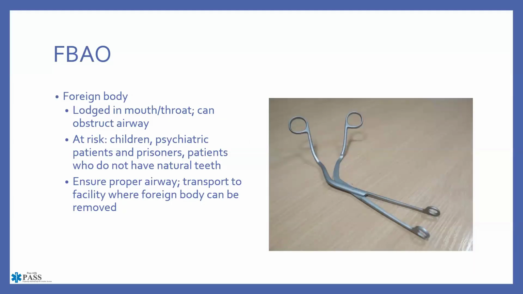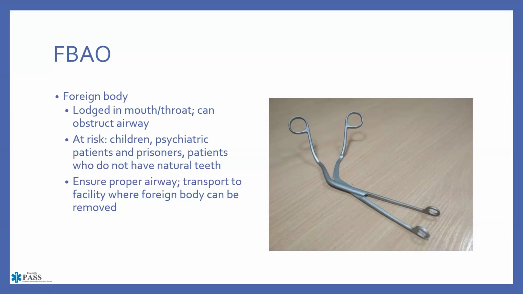Foreign body airway obstruction located in the mouth or the throat can obstruct the airway. At risk: kids, obviously, psych patients and prisoners, patients who do not have natural teeth. We should ensure a proper airway, transport to a facility where the foreign body can be removed, and that should really be in any emergency department.